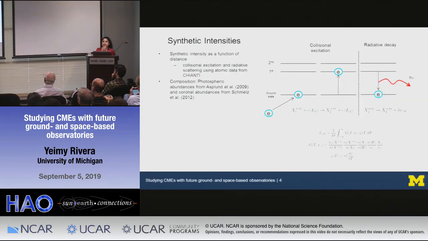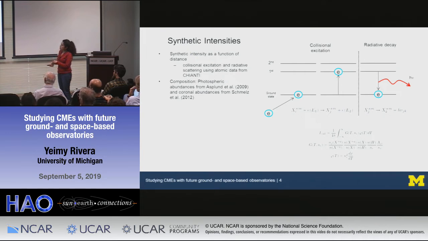So the synthetic intensities, we generated synthetic intensities integrated along the line of sight as a function of distance from the sun. We looked at roughly 1.05 solar radii out to 2 solar radii, which is the edge of UCOMP. We figured that'd be a really good distance to look at. And the intensities are governed by collisional excitation and radiative scattering, and we use atomic data from CHIANTI.